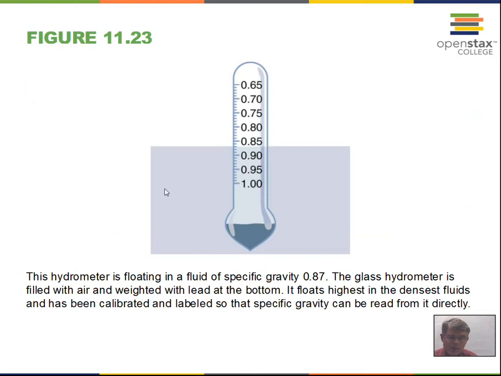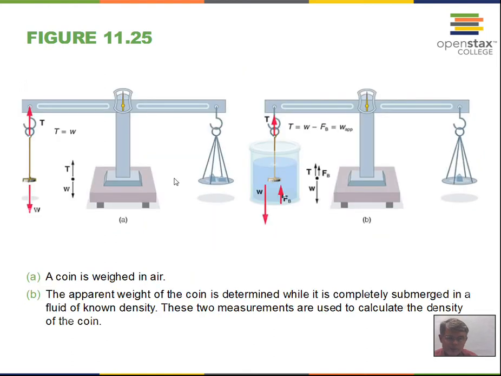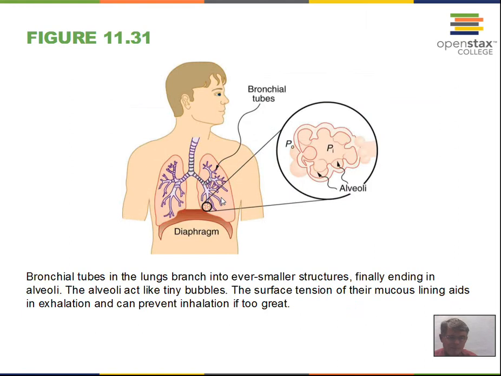We can weigh objects in water, weigh them in air, and there's a method for calculating the density of the object. It may be an irregular shape, but you can tell if someone has given you a gold coin or a lead coin by doing this measurement. Breathing, we have muscles that work in the diaphragm, and as the diaphragm expands, it lowers the pressure in the lungs and air goes in.